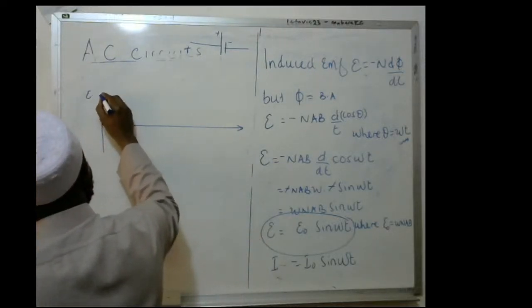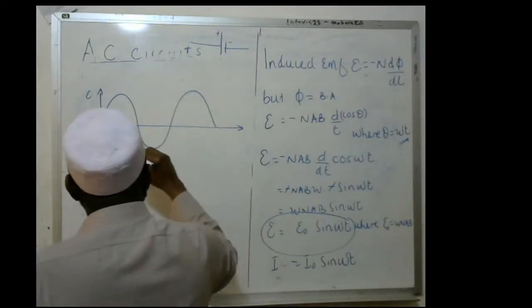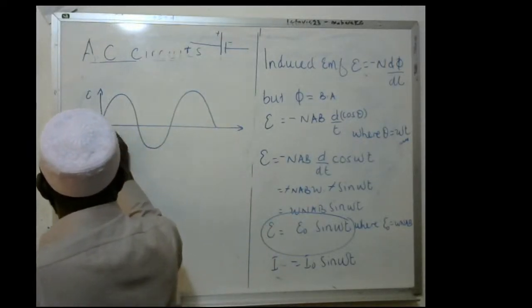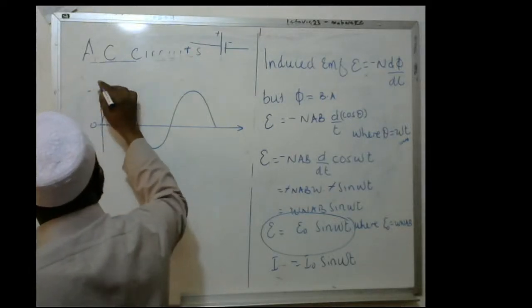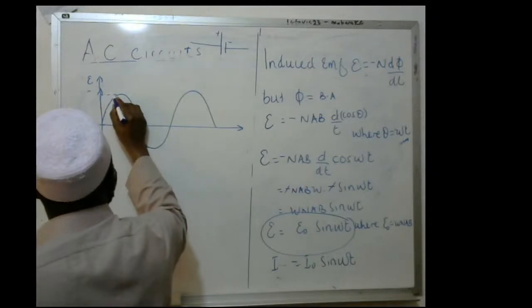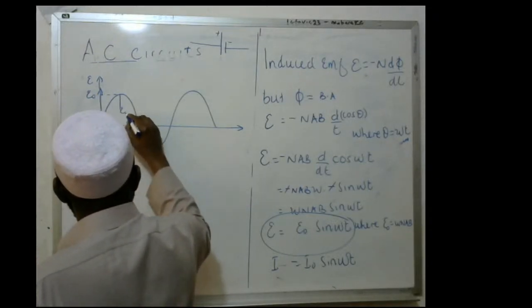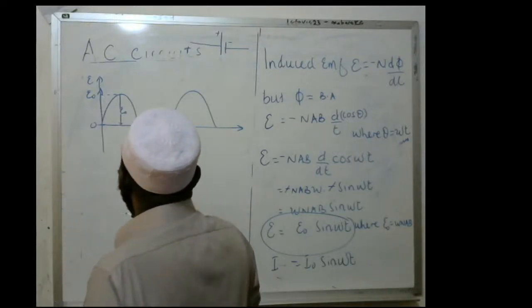This is the EMF. This is the graph. This is 0. This is the variation of the EMF. And then that is the peak value of alternating current. That is from that point to that point.